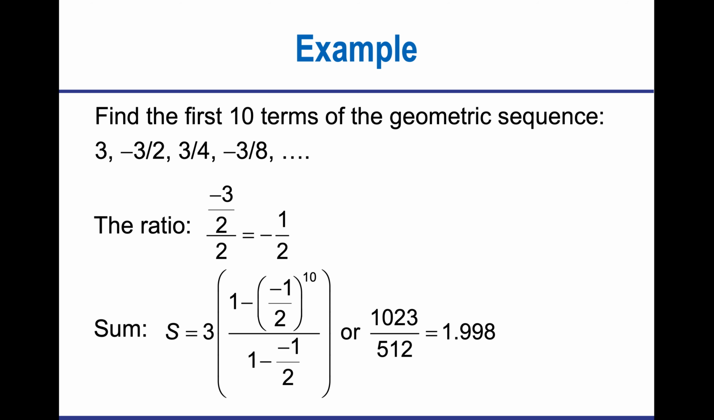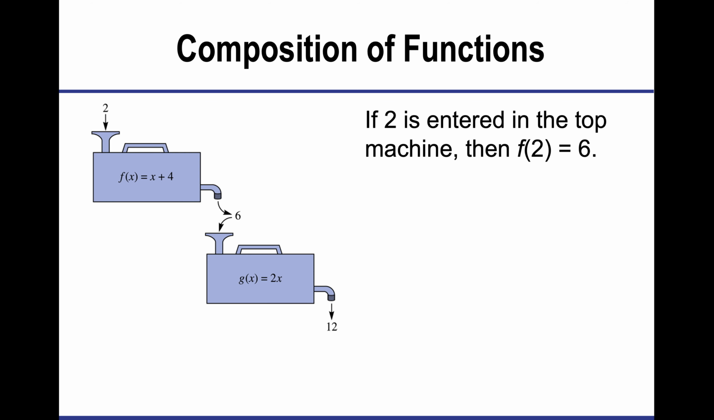I know my ratio is going to be 1/2. I'm going to do 1/2 to the 10 for the 10th term. And then I'm going to do 1 over 1 minus the ratio. And that's going to give me my sum.